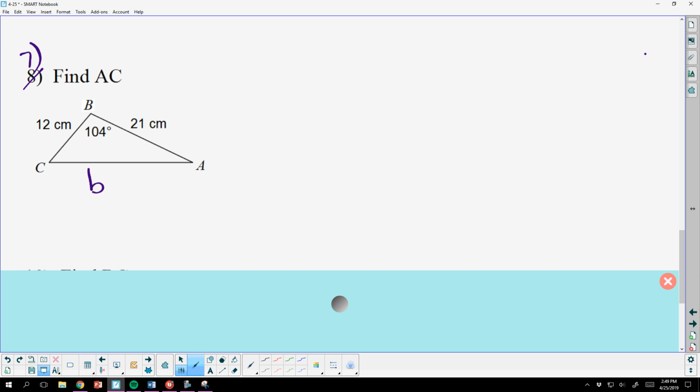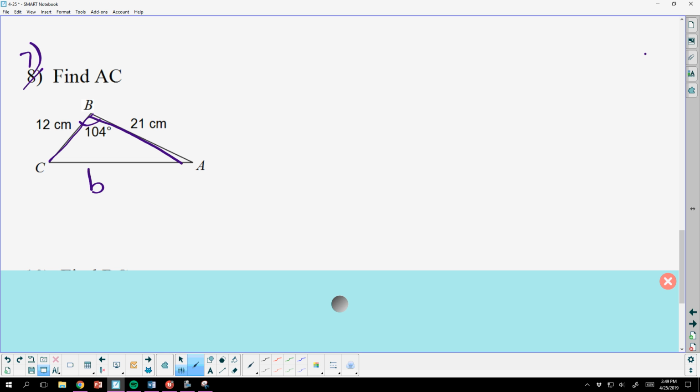So is this a right triangle? No. So that means we have to use either law of sines or law of cosines. Do we have an angle and its opposite side length? No, we do not. So we have side angle side, right? This side, angle, this side. So that means we can use law of cosines and it will find side B.